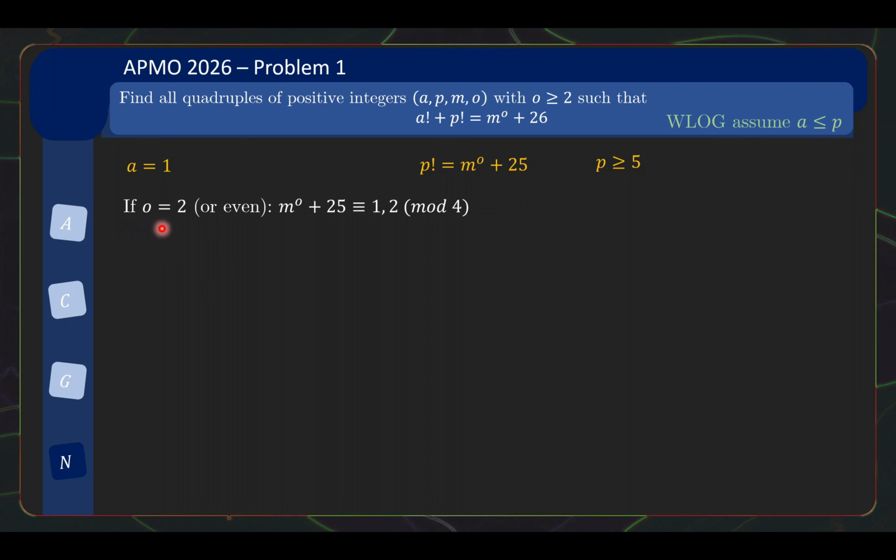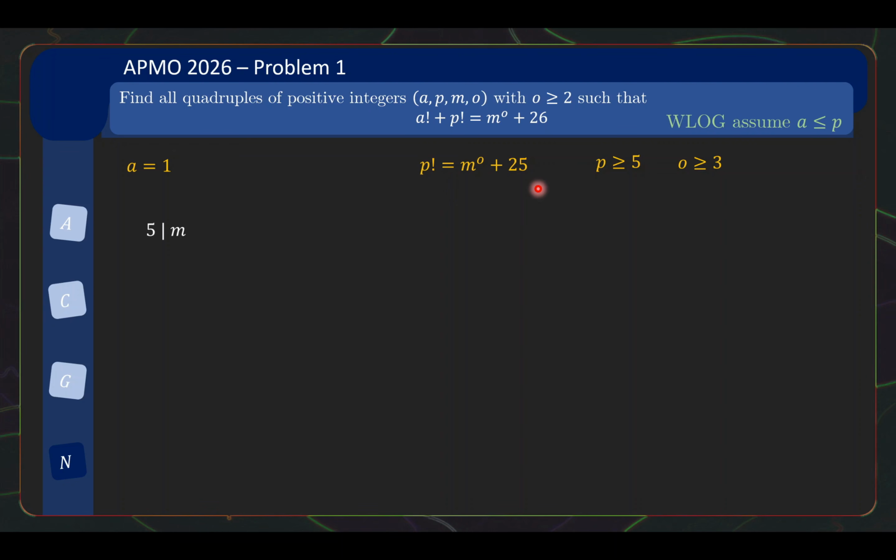Okay, so if O equals 2, in fact, if O is even, but I just need to check O equals 2, what happens? So this is a square. A square under mod 4 is 0 or 1. So plus 25, you'll get congruent to 1 or 2 mod 4. But P factorial, because P is greater than or equal to 5, is congruent to 0 mod 4. So there's definitely no solution for O equals 2. Therefore, O is greater than or equal to 3, which is now looking good, because then we can try and get the 5 cubed here and get our contradiction.